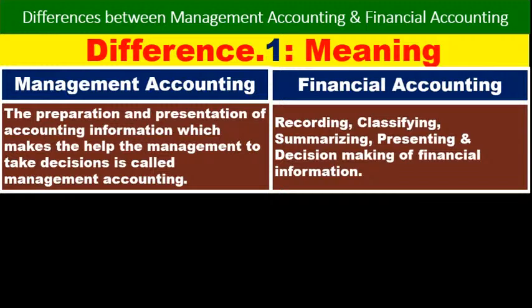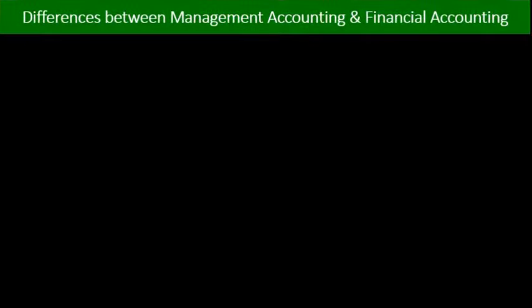Next one, decision making. Decision making means after preparing all financial statements, we can take the decision whether the business can be expanded or whether the business can be sold or whether the business is in loss. We can come to the result. We can come to the decision. Okay, this is the first difference between management accounting and financial accounting. Now see the second differences between the management accounting and financial accounting.